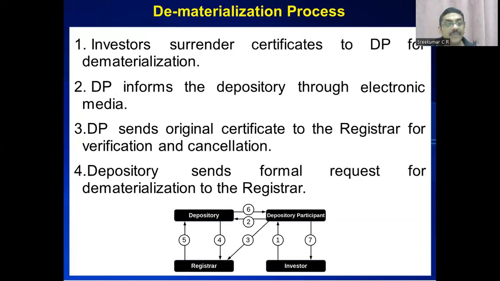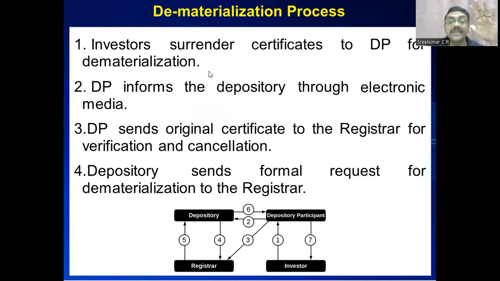So this is the process, children. The investor surrenders the certificate to the depository participant for share dematerialization. It means the original share certificate will be converted in the dematerialization stage, isn't it? Then the DP will inform the depository. The depository participant will inform the major depository, that is actually NSDL or CSDL. The information will be passed through electronic media.